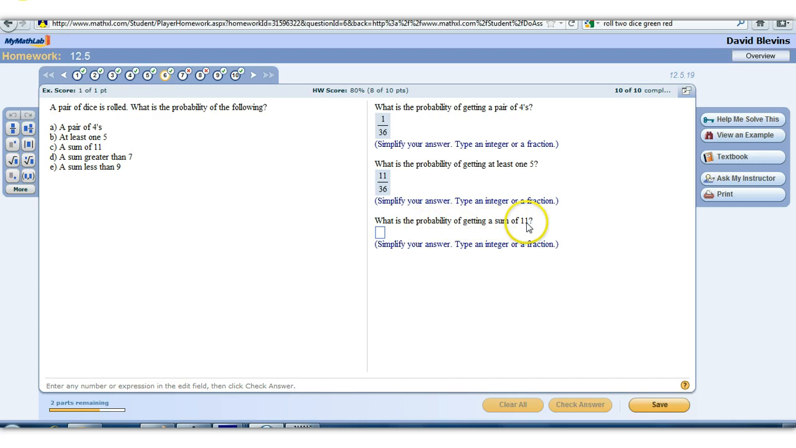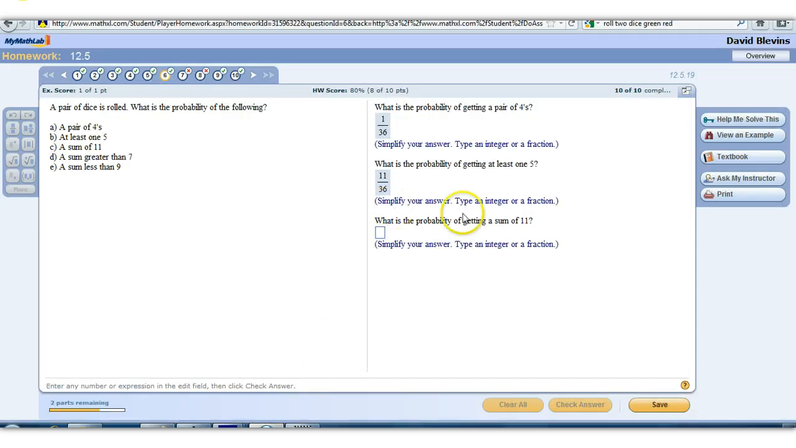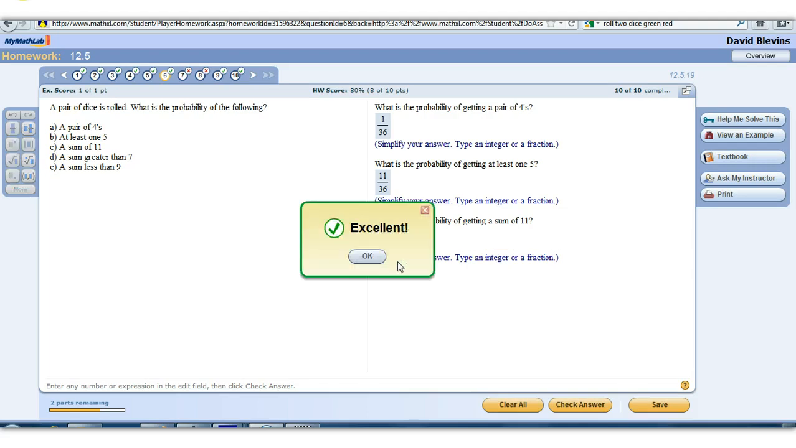What's the probability of getting a sum of 11? Back to our picture. These are the sums of 11. I can get a 5 and a 6, or I can get a 6 and a 5. It's important you understand those are two different possible outcomes. I know these are both red, but think of one of them being like a green die and the other one a red die. So the green one could be 5 and the red one could be 6, or the green one could be 6 and the red one could be 5. So that's two possible outcomes that make that sum of 11. So that's 2 out of 36, but remember they want you to simplify your answer. So 2/36 reduces to 1/18.